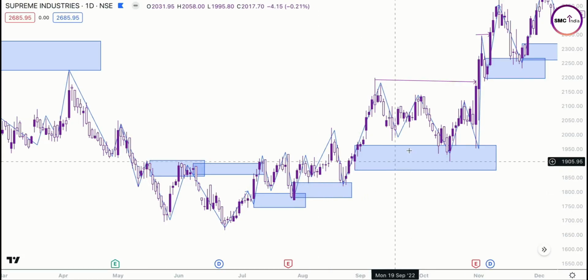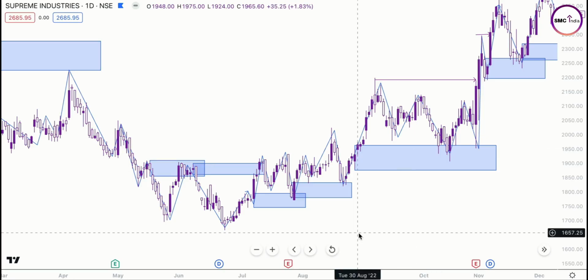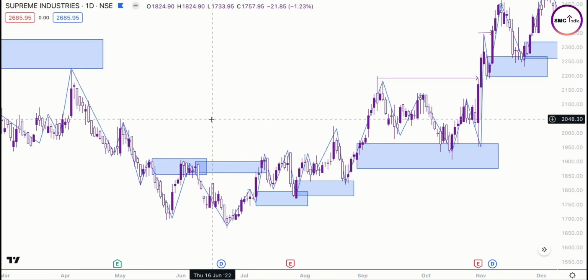So now you could understand how supply and demand zones are important, and how understanding the supply and demand zones in the market helps you understand and detect the proper valid and invalid zones or areas.